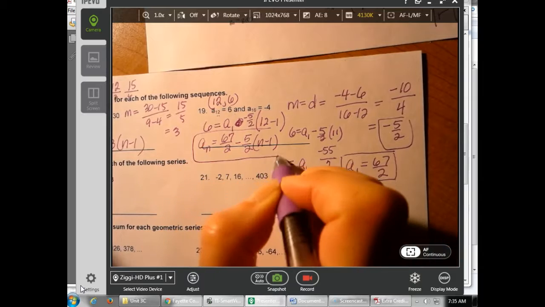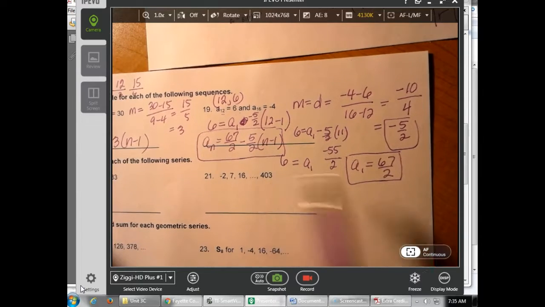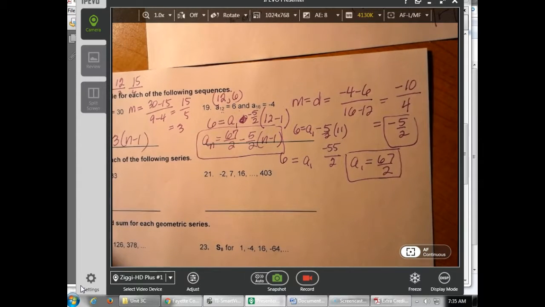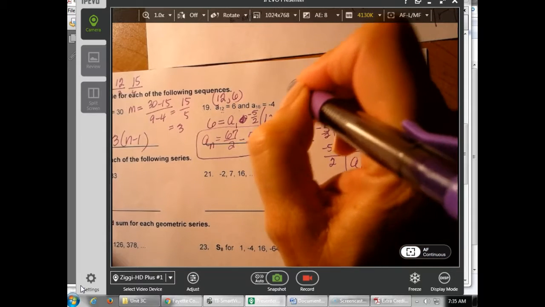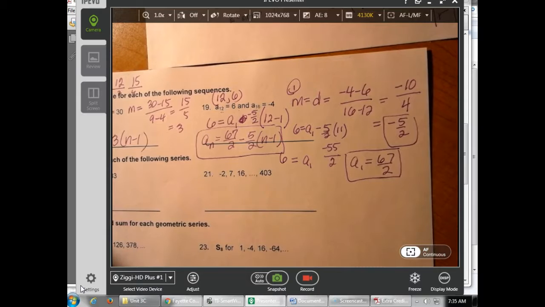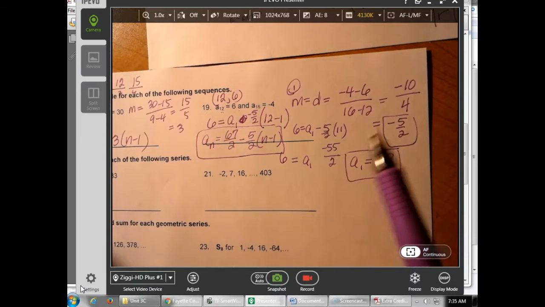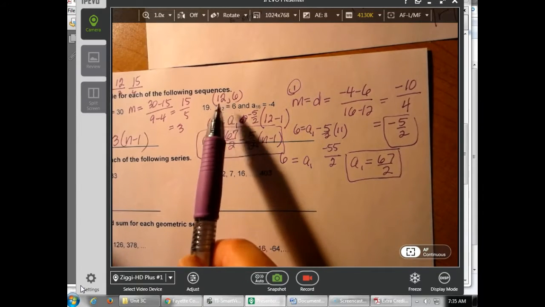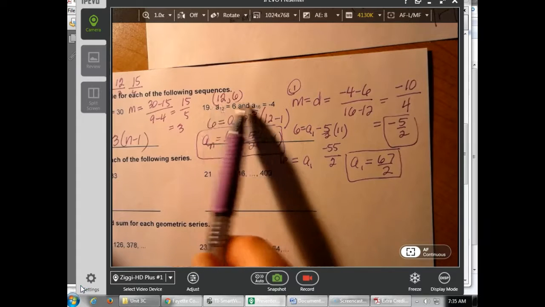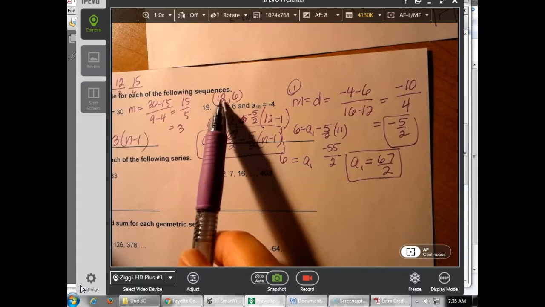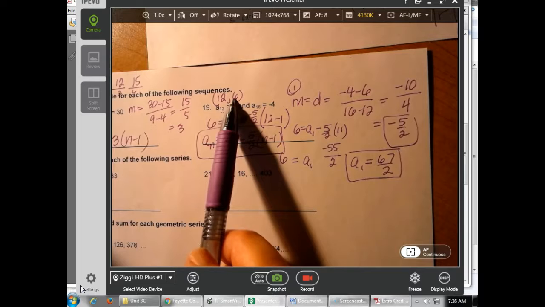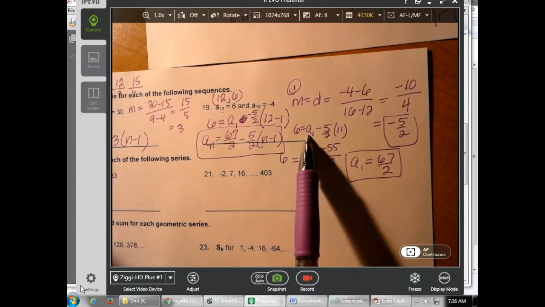This is your explicit formula, and that one was a little bit hard because of the fractions, but you still follow the exact same process. You want to first find your slope, and then the second thing is you use that slope, and then you pick one of the two, basically the 2 points they've given you. And you use the term position and the term value, and you solve for your first term. So that's how we're going to do those.